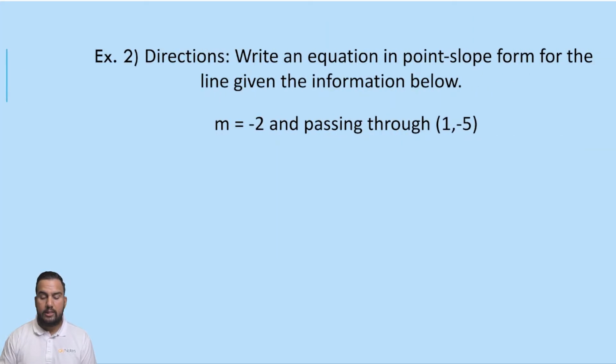Okay, moving on to example 2. It says write an equation in point-slope form, so that's my key word. So I'm going to write the formula: y minus y1 is equal to m(x minus x1).